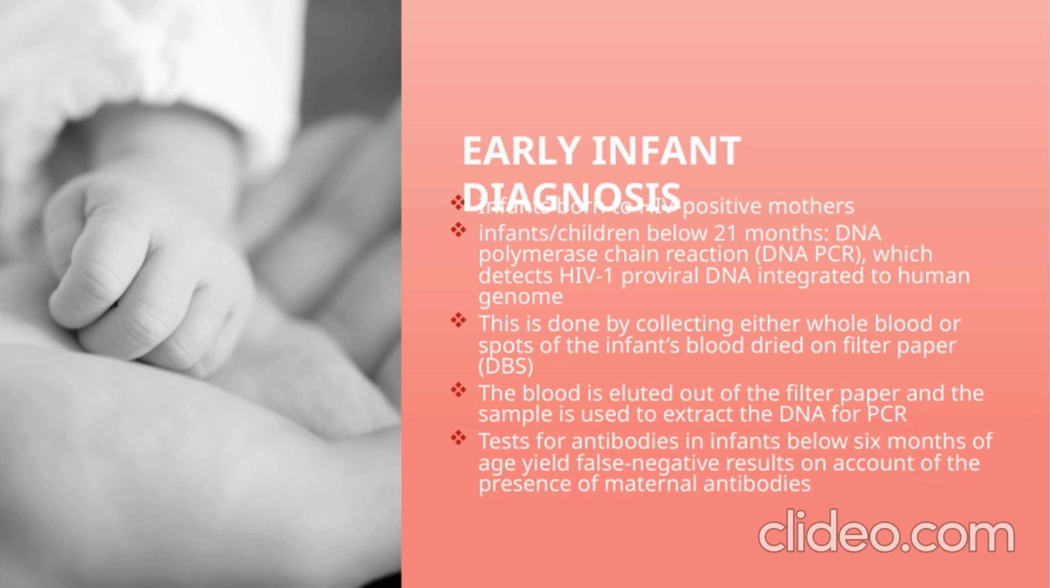The blood from the DBS is then eluted, or washed out, so we can extract the DNA. This DNA is what we use for the PCR test to determine if the virus is present. It's important to remember that for infants under 6 months, testing for HIV antibodies can be misleading. Because they still carry maternal antibodies from their mothers, the antibody tests might give false negative results. That's why DNA PCR is the preferred method in this age group. It's more accurate for early detection. Overall, early diagnosis is critical for timely treatment and better outcomes, especially in the context of mother-to-child transmission.